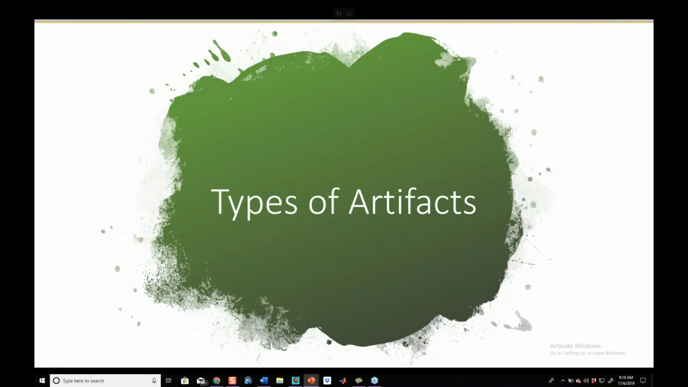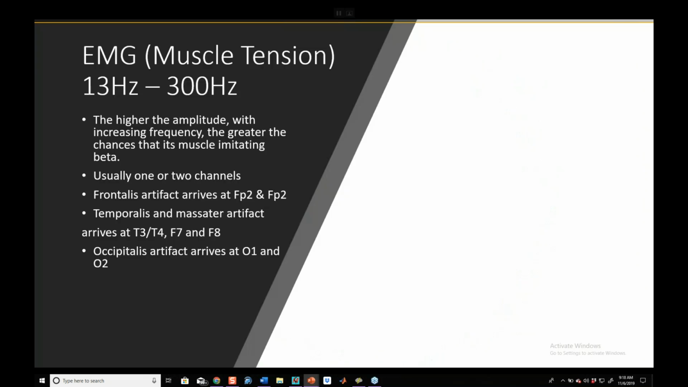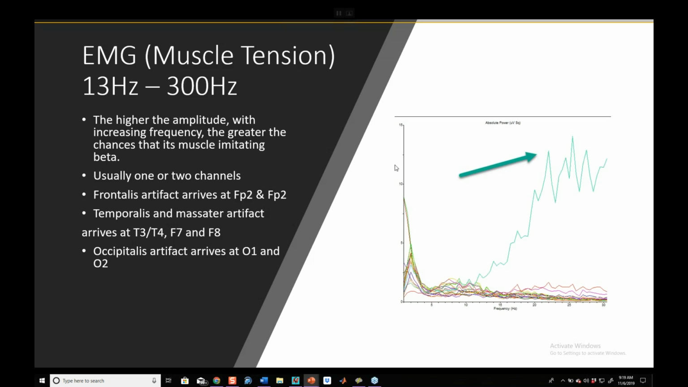So let's get into types of artifacts. Muscle tension. Easy to spot, so we think. And there's ways to determine whether it's real or fake. One simple way is it's usually going to be 1 or 2 channels. In real EEG, in real brain activity, you don't see one channel doing its own thing. They have to have partners. The brain doesn't work in isolation like that.